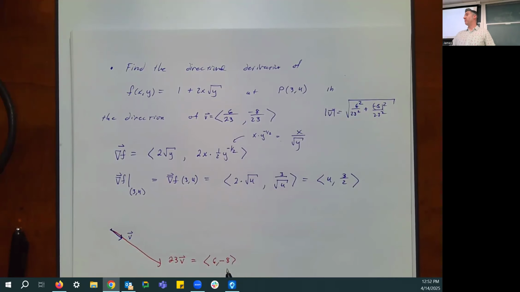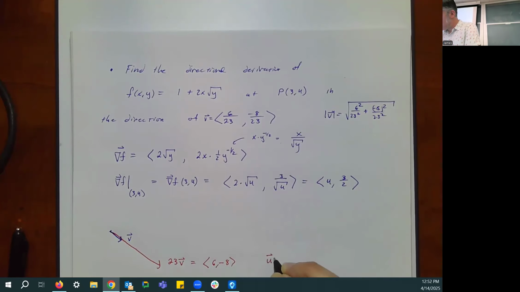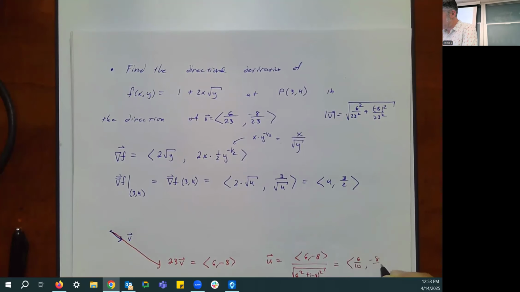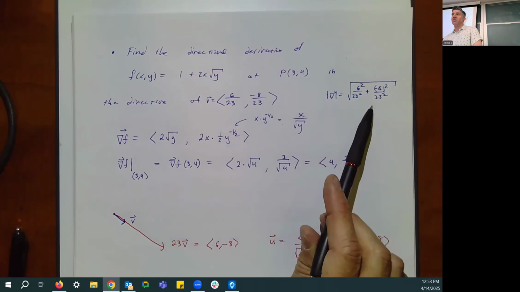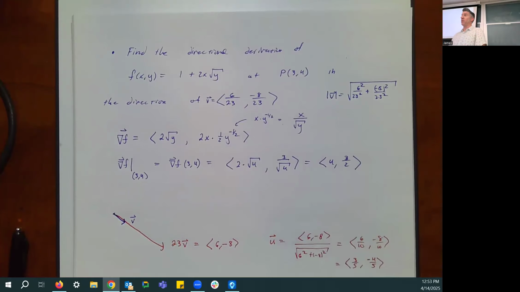This vector now, I'm going to find the unit vector in the same direction. So my vector u is going to be <6, -8> divided by the square root of 6 squared plus -8 squared, which is the square root of 36 plus 64, the square root of 100, which is 10. This is the vector <6/10, -8/10>, or if you reduce those fractions, <3/5, -4/5>. You would get the same result if you divided the original vector by its terrible magnitude. It would just take a lot more work to get to the same nice place.